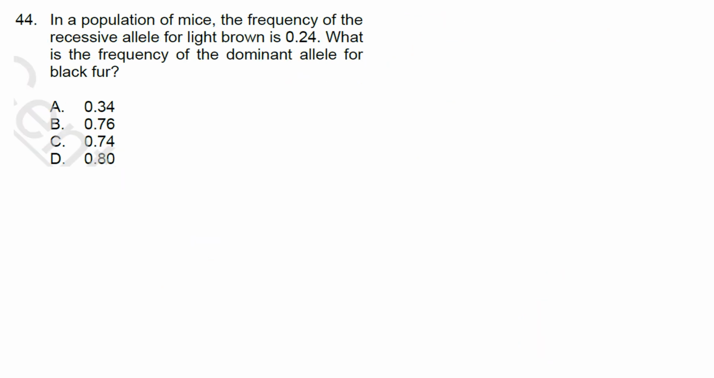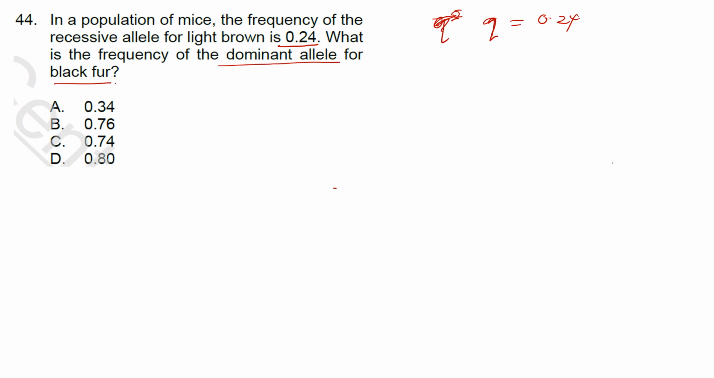Okay, so next question, question 44. In a population of mice, the frequency of the recessive allele for light brown is 0.24. The recessive allele is Q. The recessive allele frequency is Q, 0.24.